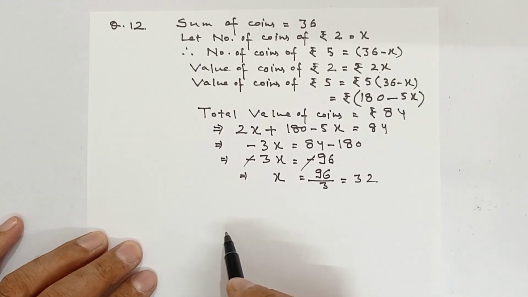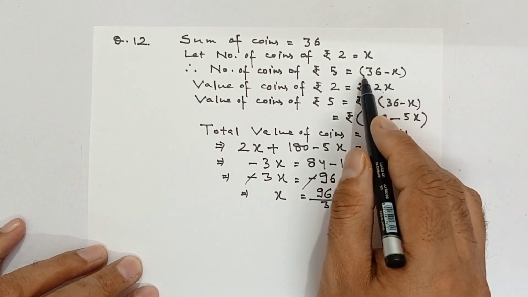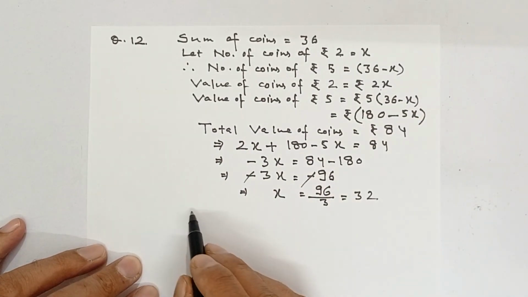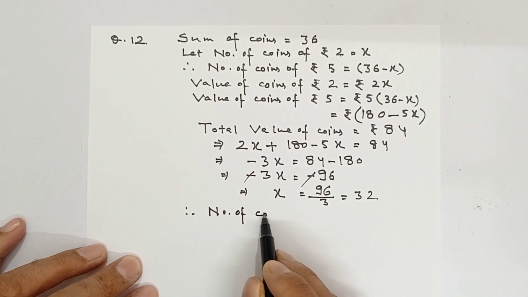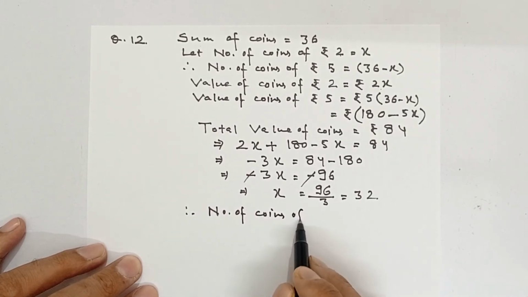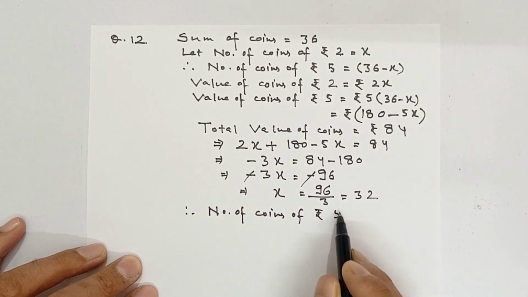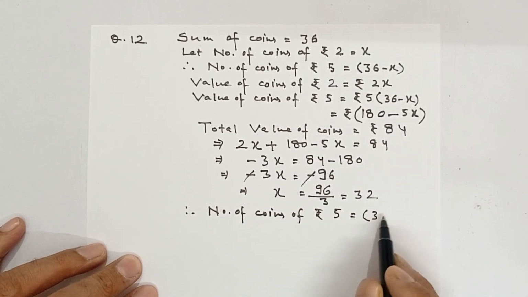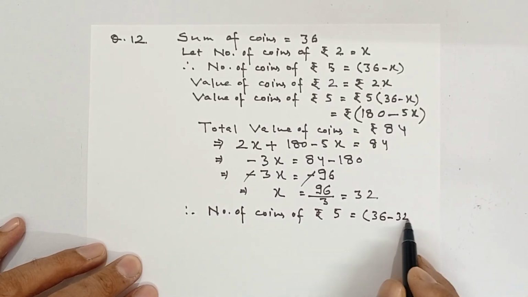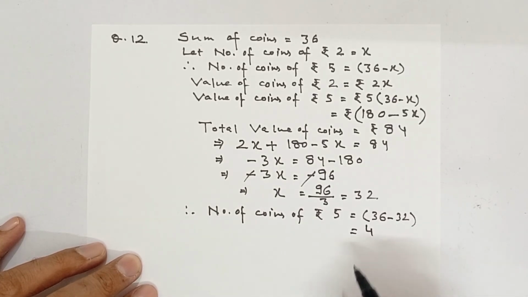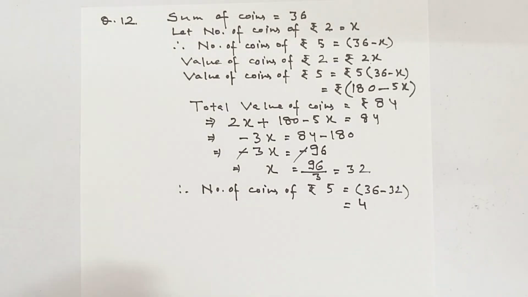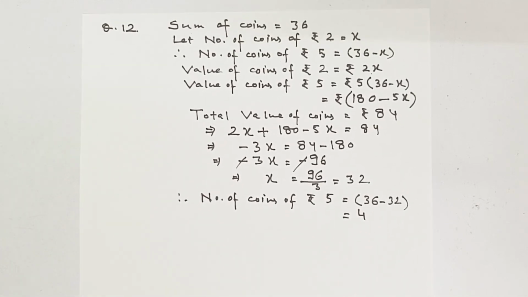5 rupee coins are asked. So here we have 5 rupee coins as 36 minus x. Therefore the number of coins of rupees 5 is equal to 36 minus 32, and it is 4 coins of 5 rupees.